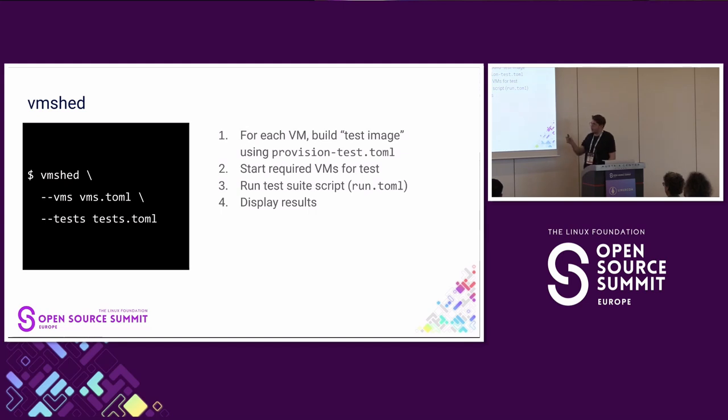And you can supply a limit on how many VMs it will start in parallel. On our testing infrastructure, we have 24 VMs started in parallel at every time, and VMShed will take care that only this amount of VMs is started at any point. Once the VMs are up, it just runs the test suite script, it executes the Python script, maybe in a Docker container, however you like. And once it's all run, it displays the results.